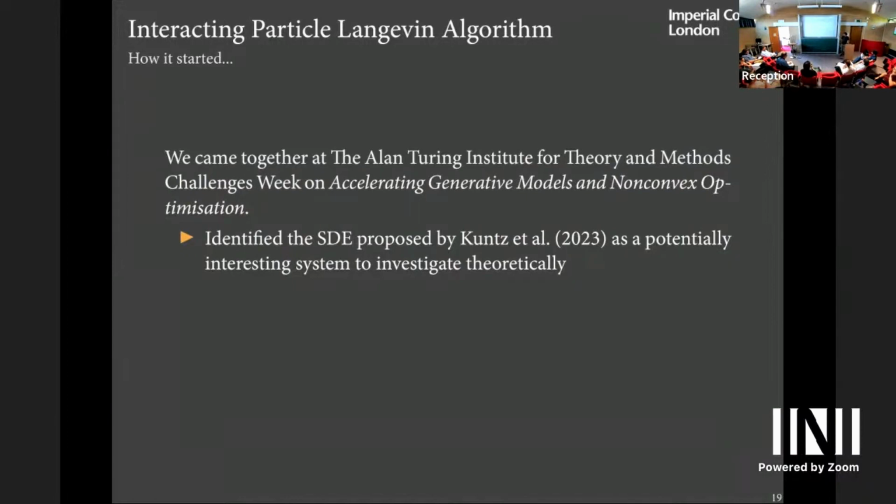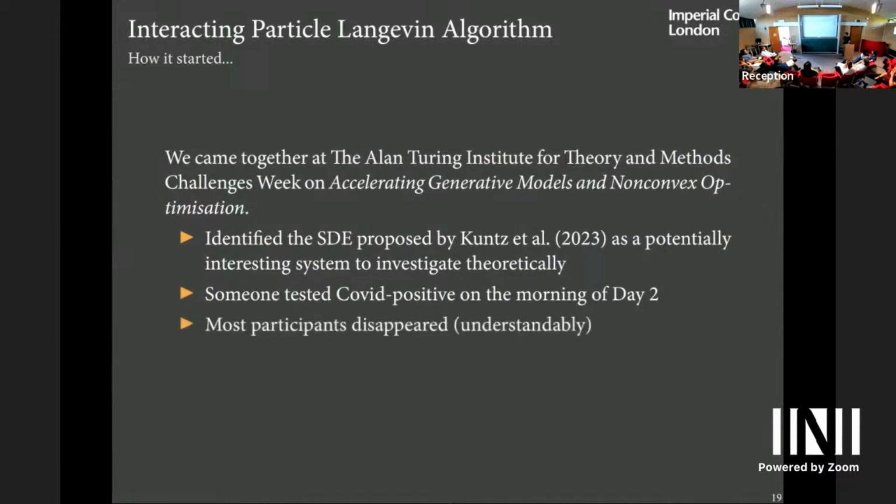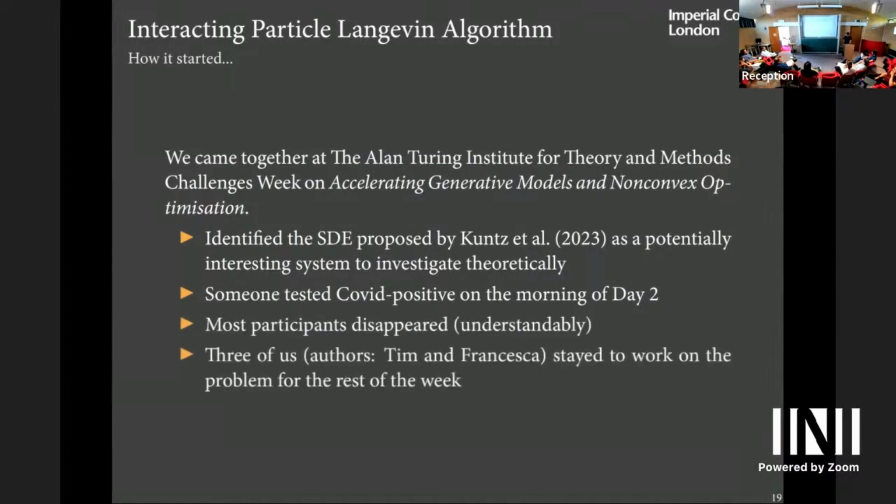We were trying to identify a problem to solve, and we looked at Juan's paper that had just come out, and said, okay, this SDE looks nice. The SDE I showed you. There were not a lot of quantitative results about the convergence of the SDE. So we tried to work on that, but the worst thing that could happen in a workshop happened: someone tested COVID positive, and most participants disappeared. But Tim, Francesca and I stayed in the room, and luckily we didn't get sick. And then we started working on this SDE.